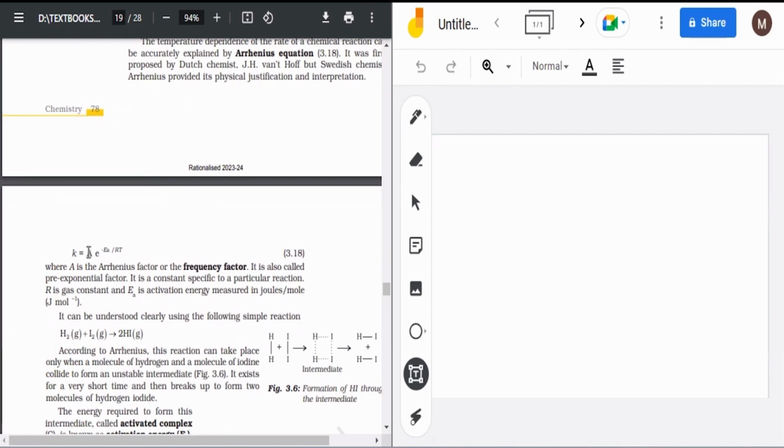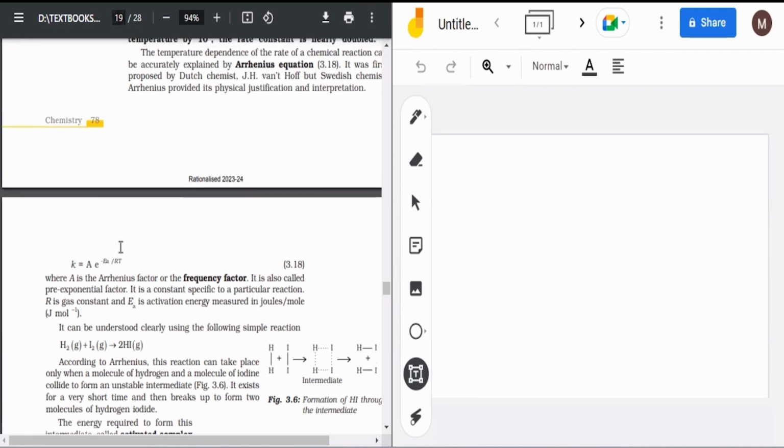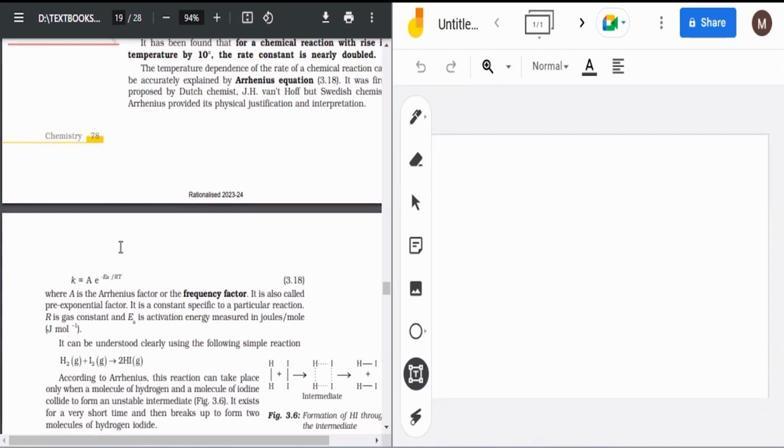Here we can define A. What is A? A is called the frequency factor or the Arrhenius factor, and k is the required rate constant. Ea is called the activation energy. R is gas constant, and T is the temperature. So this equation is known as the Arrhenius equation, and this equation defines the dependence of any chemical reaction on temperature. Okay, so k is equal to A e power minus Ea by RT is called Arrhenius equation, and this equation defines the dependence of any chemical reaction on temperature.